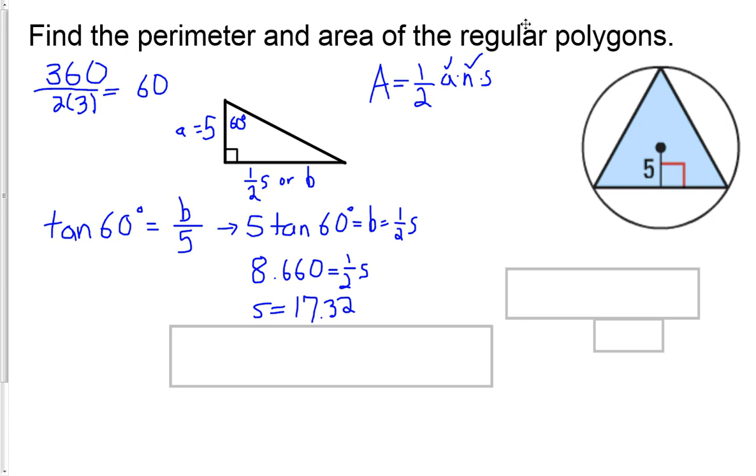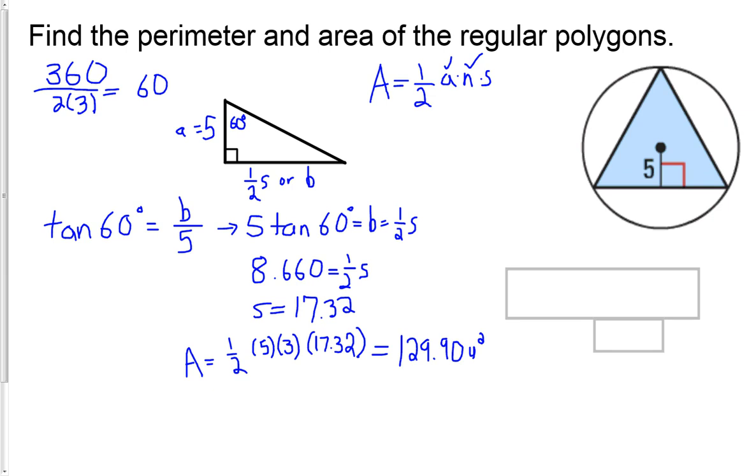And now I'm set. Area is half, 5 for the apothem, 3 sides times 17.32, ending in a result of 129.90 units squared.